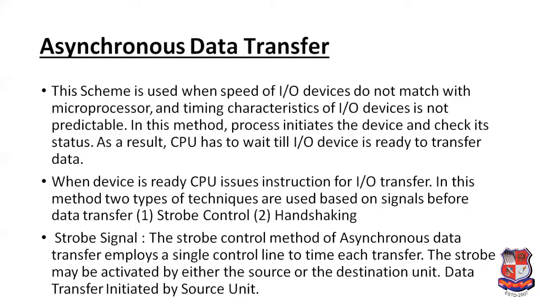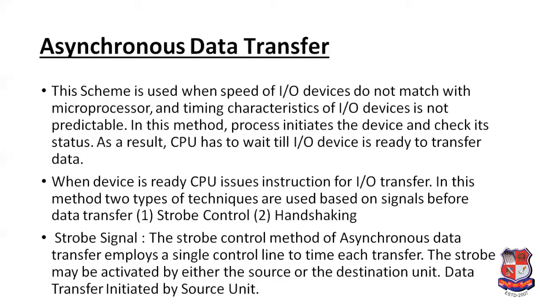In this method of data transfer, the process initiates the device and checks its status. As a result, the CPU has to wait till the I/O device is ready to transfer the data. When the device is ready to transfer the data, the CPU issues an instruction for input and output transfer. In this method, two types of techniques are used, based on signals before the data transfer. The two types of techniques are strobe control and handshaking.